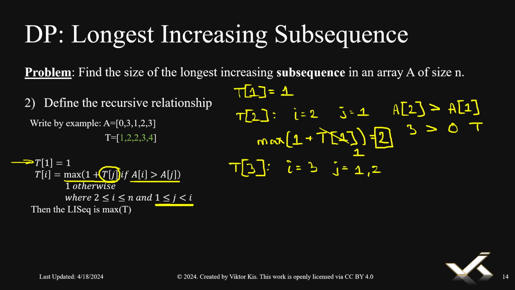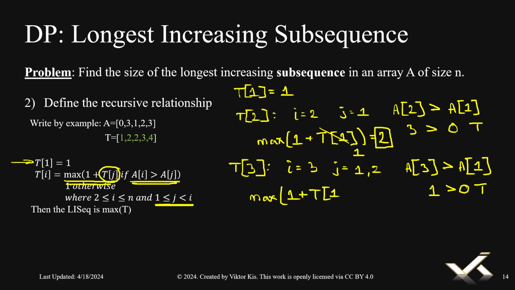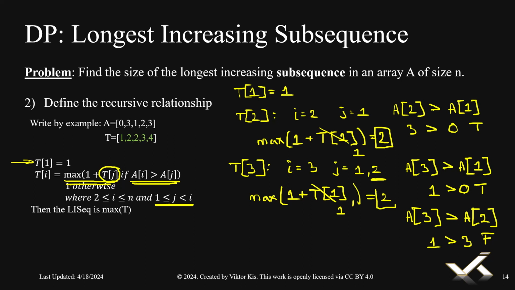Is a at i equal to 3 greater than a at j equal to 1, which evaluates to 1 is greater than 0, and that is true, so we add it to our max. Then, is a at i equal to 3 greater than a at j equal to 2, and that evaluates to 1 greater than 3, and that is false, so we do not add it to the max array. And this finally yields a max of 1 plus 1, which is equal to 2.